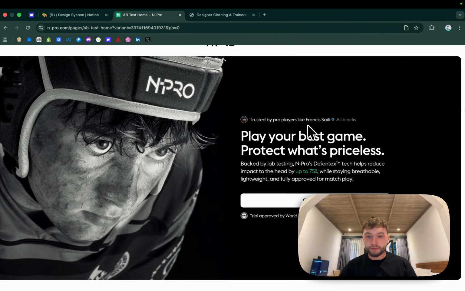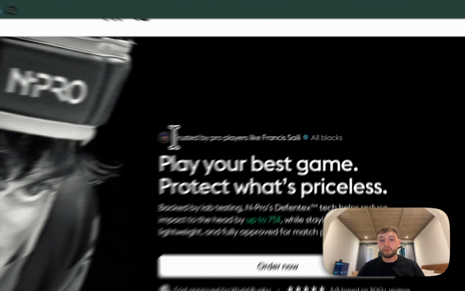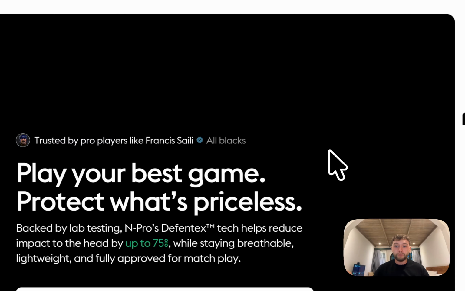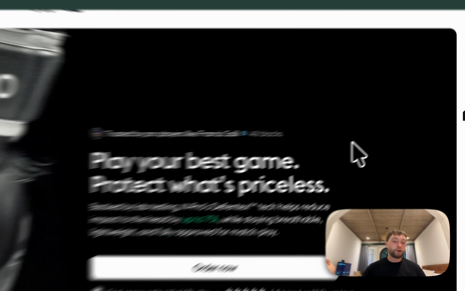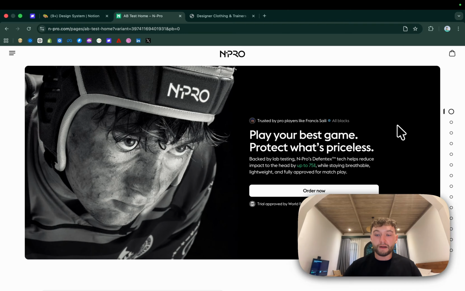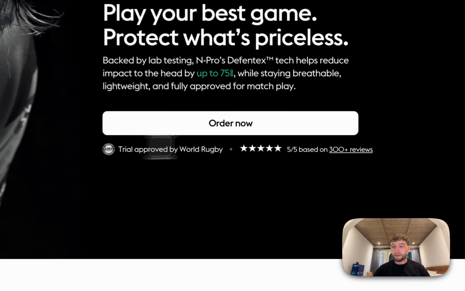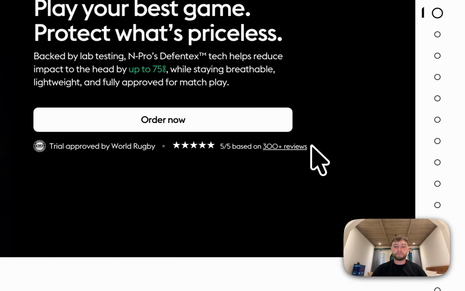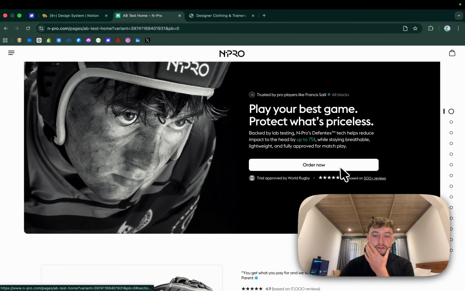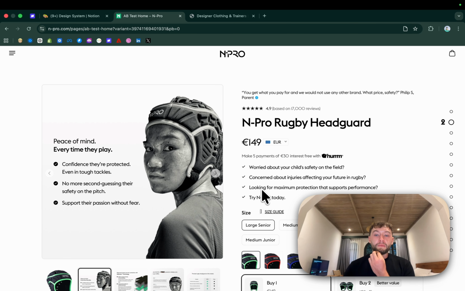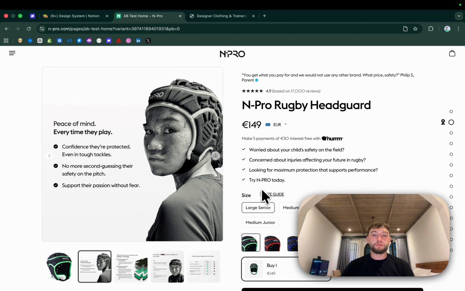All this stuff is pretty obvious, there's nothing special here, but authority endorsement works really well. It's pretty basic. They have some pro players who use their head guard. Usually we go with risk reversal and stuff in here, but they were a client of ours and this is what they wanted, so that's fair enough. This is the product form area, obviously a single SKU store. So we just went straight into the product form section after the hero.